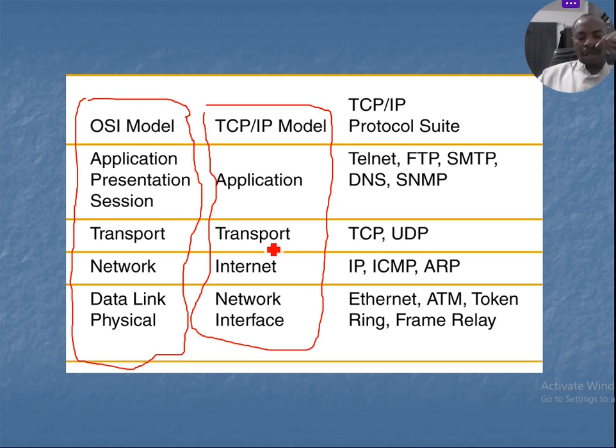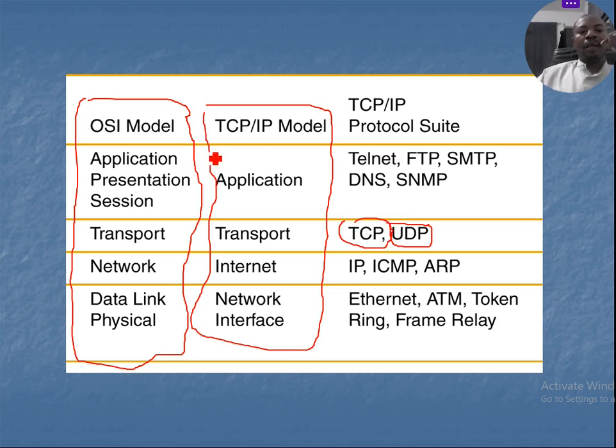A good example of the protocols used here are Transmission Control Protocol (TCP) and User Datagram Protocol (UDP). These are the protocols used in the transport layer, and they are for communication purposes. UDP is for connectionless communication between two hosts on a network, while TCP is for establishing a connection before communication. Is that okay?